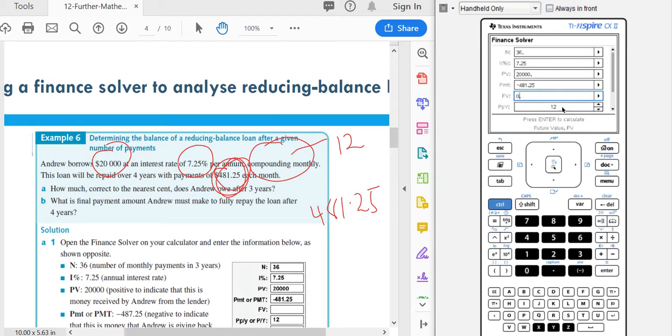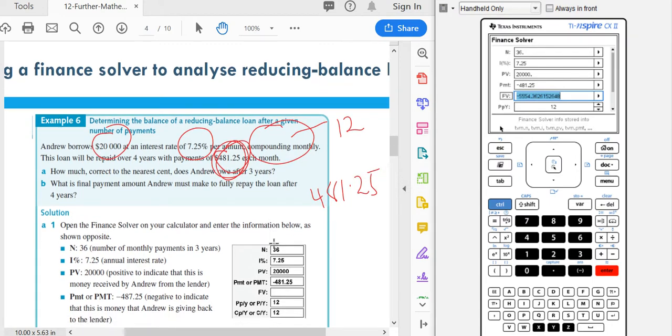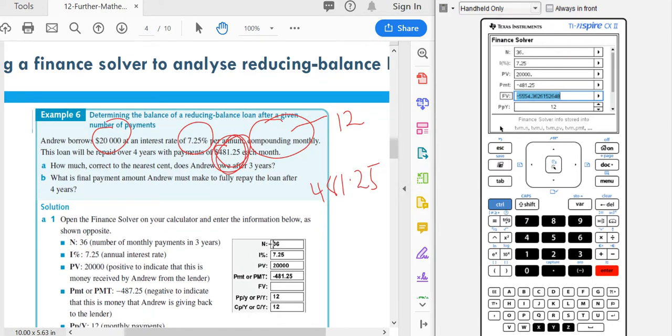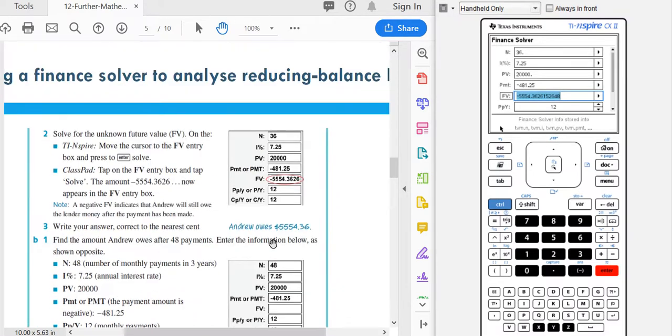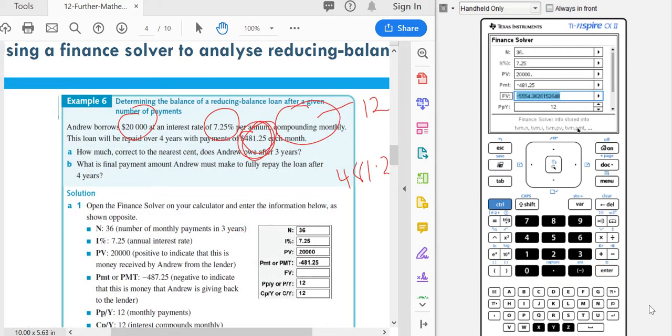You just select that one, and then you press enter, and it'll give you the answer, which is negative $5,554.36. So to answer question A, how much, correct to the nearest cent, does Andrew owe after 3 years? After 3 years, Andrew will owe $5,554.36.